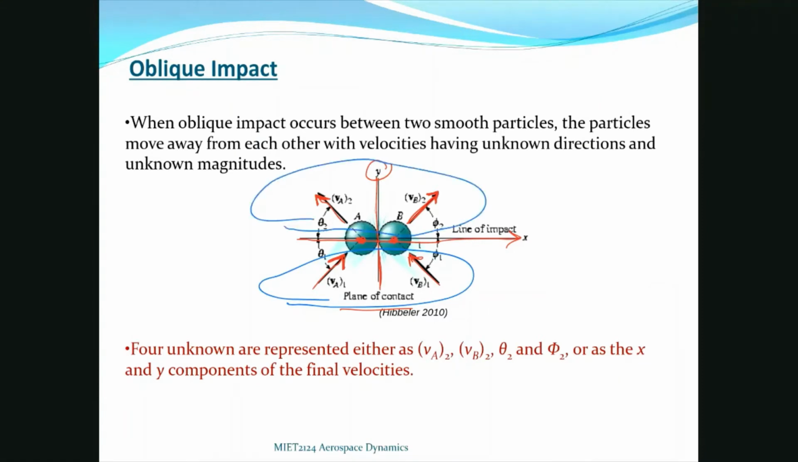In both cases, we will have four unknowns. Those four unknowns in this case will be, for example, components of velocities, x and y components. Alternatively, it could be, for example, the magnitude of velocity and the corresponding angle. For example, let's take this one. How can we express this velocity?